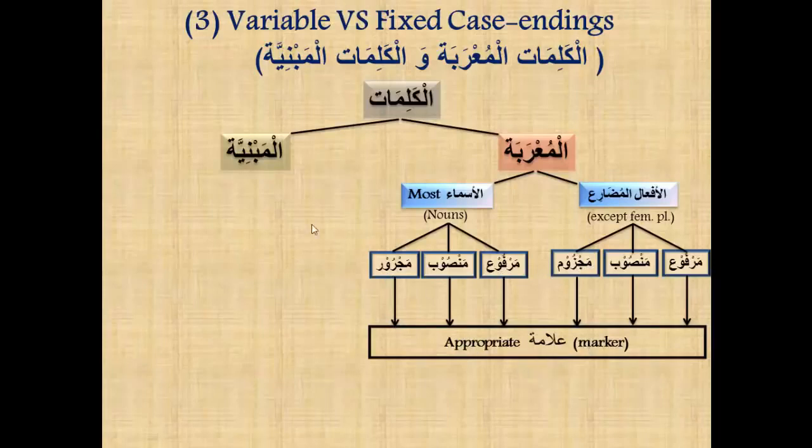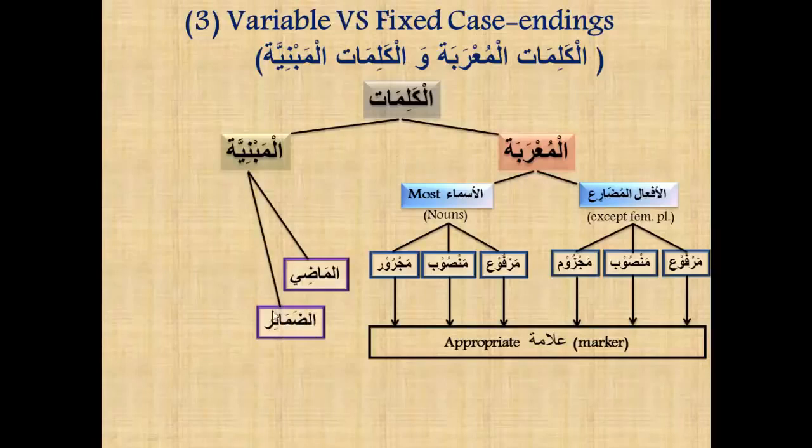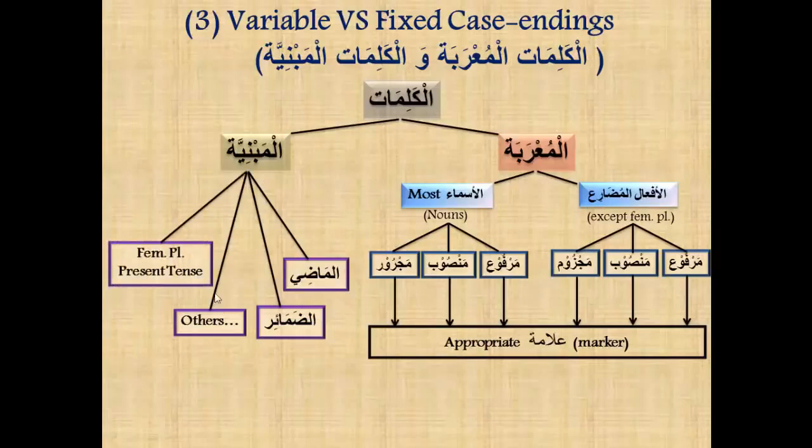What about the mabniya category? Mabniya words include al-madi, the past tense. Okay, so all past tense verbs are mabniya. They are fixed in their case ending. We have al-dhamair, the pronouns. Huwa, hum, hiya, anta, antuma, antum, anti, antunna. All these are fixed, mabniya. So anta is always going to be anta, regardless of the context, regardless of any special factors around it. And we have others as well. And of course, the feminine plural present tense. So the hunna and the antunna verbs, yaf'alna and taf'alna, those are considered mabniya, they are fixed. They don't take variable case endings like other present tense verbs do.